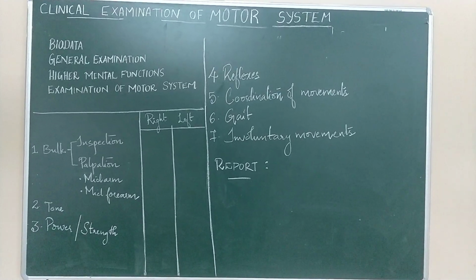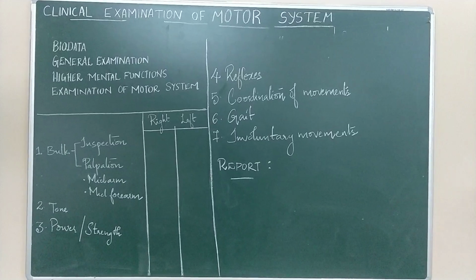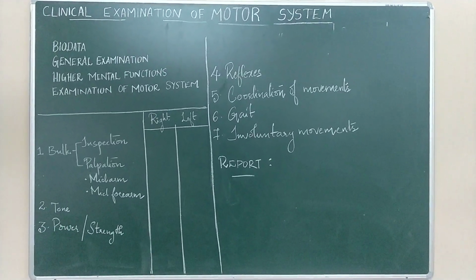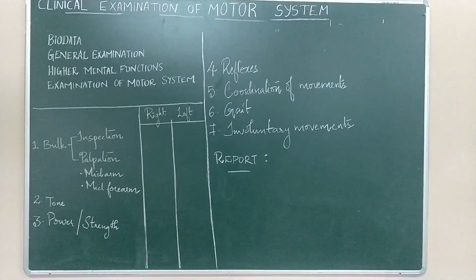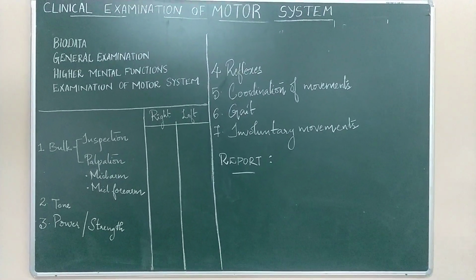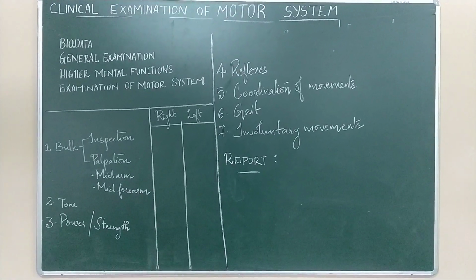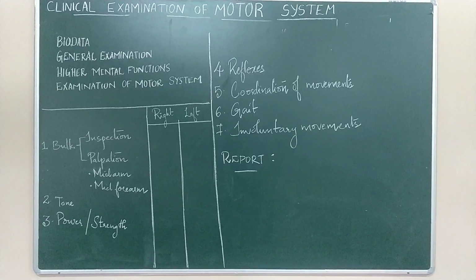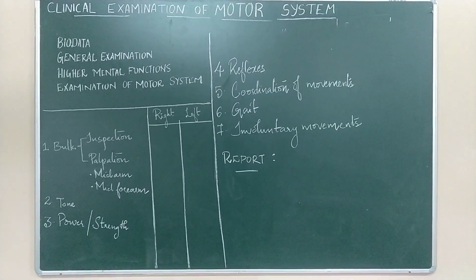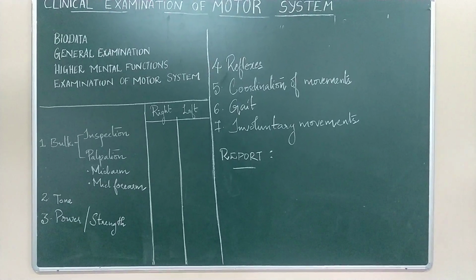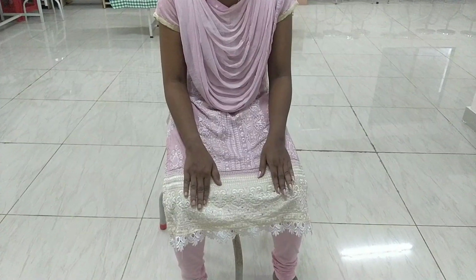Preparation of motor system examination, which will come for 20 marks in the practical university exam. Any system examination includes biodata, general examination, higher mental functions. In motor system examination, you have bulk, where you have inspection and palpation, tone, power or strength of the muscle, reflexes, coordination of movements, gait and involuntary movements. In this video, we are discussing only bulk, tone and power of upper limb muscles.